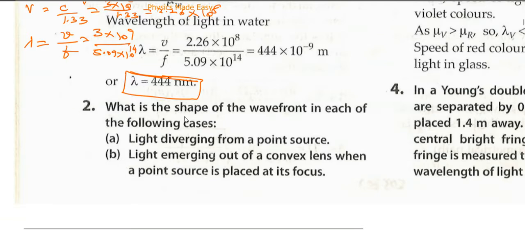Now, what is the shape of the wavefront in each of the following cases? Light diverging from a point source. The wavefront is spherical in this case. This is basically a theory question. The wavefront in this case is spherical. Next, light emerging out of a convex lens when a point source is placed at focus.